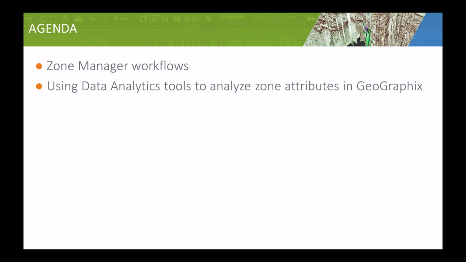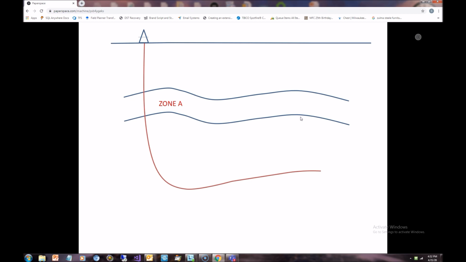But first, a short review of zones and attributes in GeoGraphix. Zone Manager is an application that lets you define zones in the subsurface and assign attributes, rock properties, to those zones. Zone attributes can be visualized as contour maps in the software and used in other ways. Now, a zone is typically defined as a facies change within the subsurface, and this facies change is often identified using formation tops picked in your project wells.